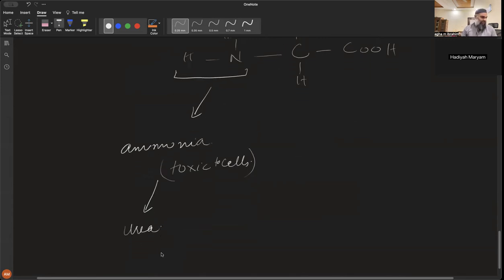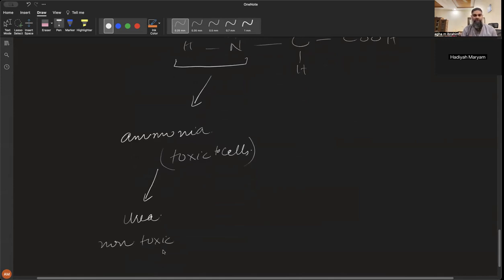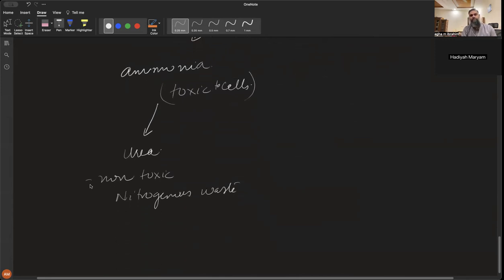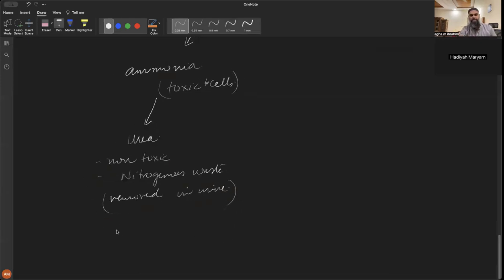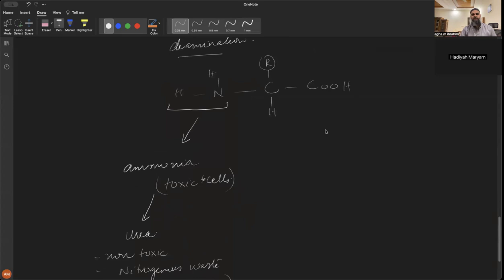And now urea is a non-toxic nitrogenous waste product that is removed in urine. All right, removed in urine. You understand? So you're going to be left with this part.